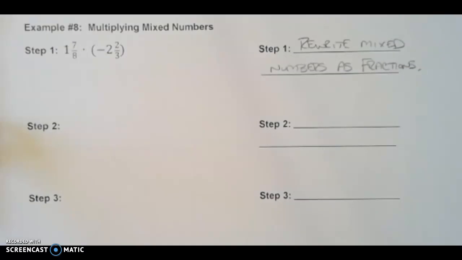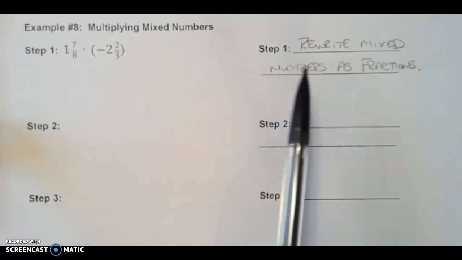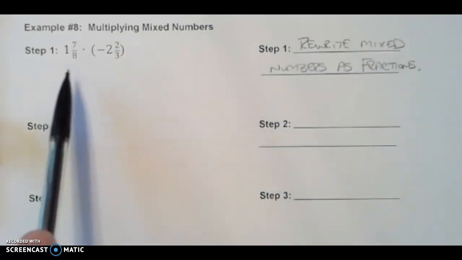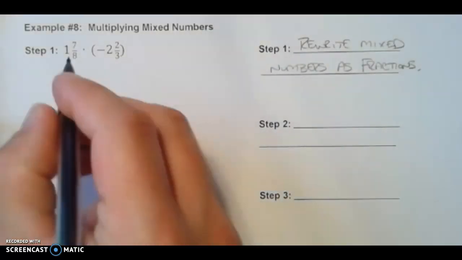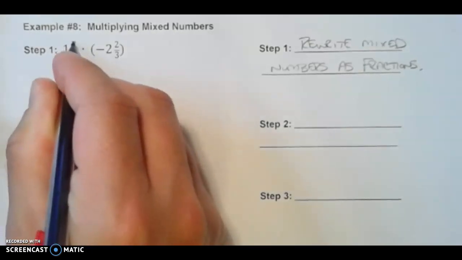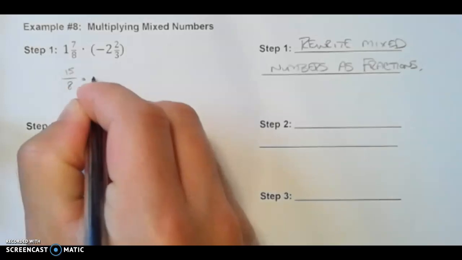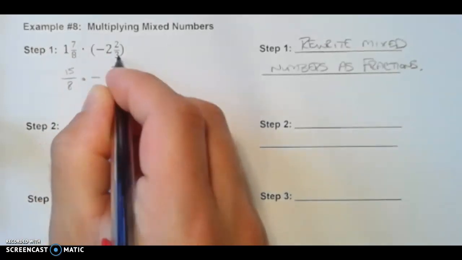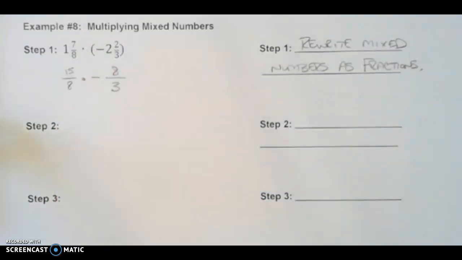If you're multiplying with mixed numbers, the first thing that you need to do is rewrite your mixed numbers as fractions. So in this example, 1 and 7/8 is the same as 15/8. 8 times 1 is 8 plus 7 is 15. Times negative, this is going to turn into 8/3. 3 times 2 is 6. 6 plus 2 is 8.